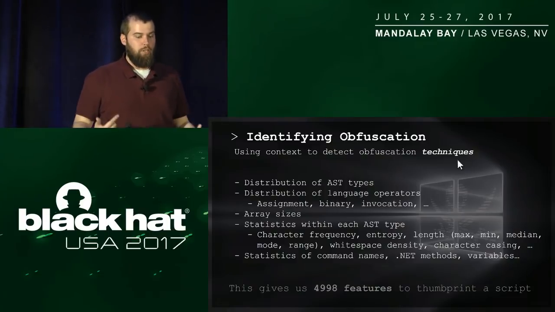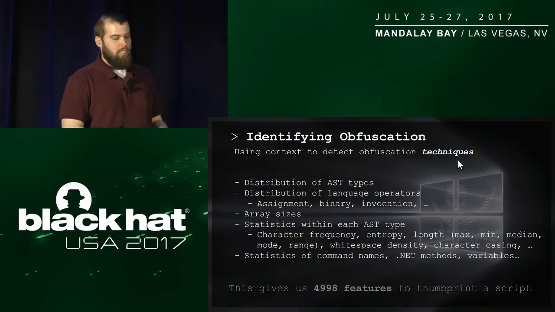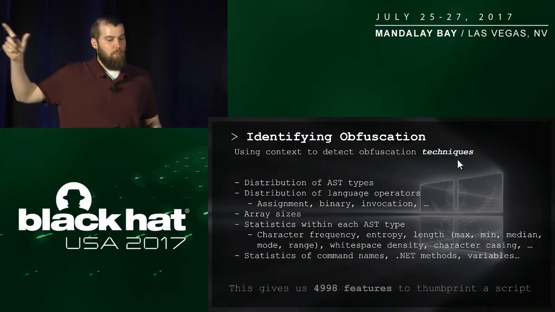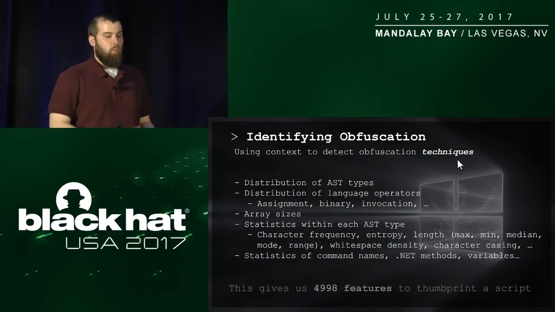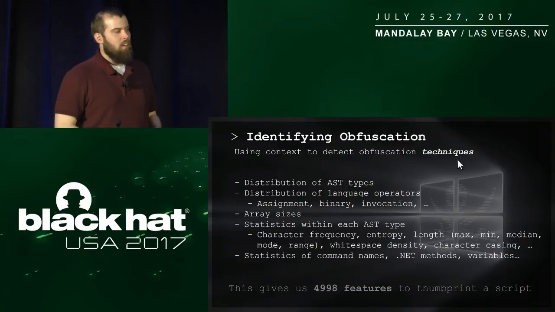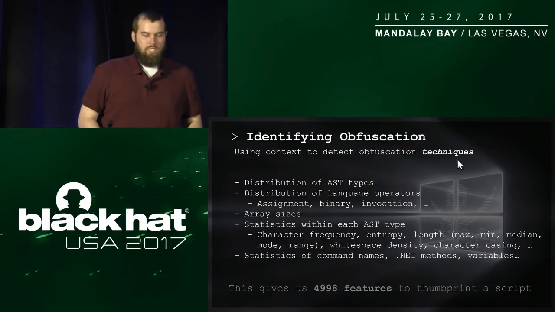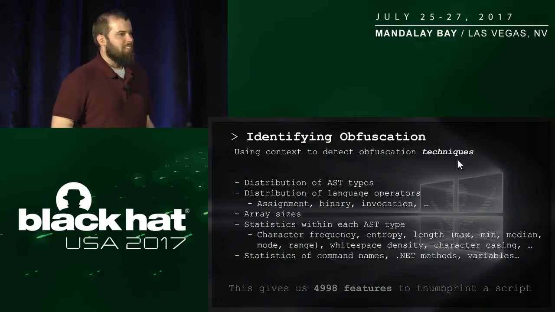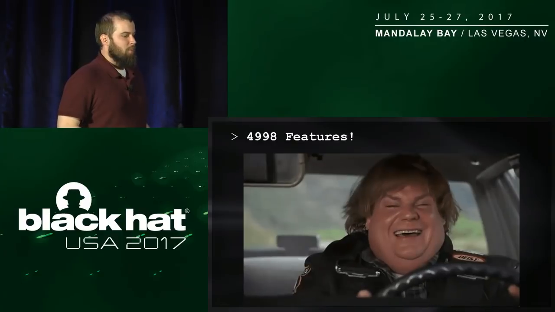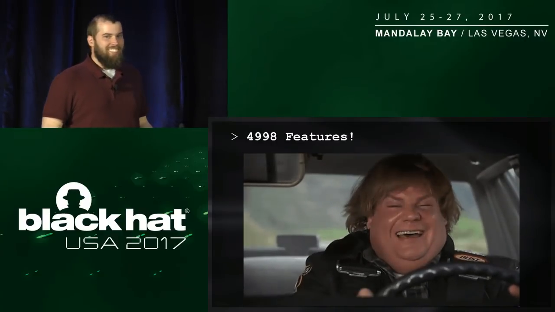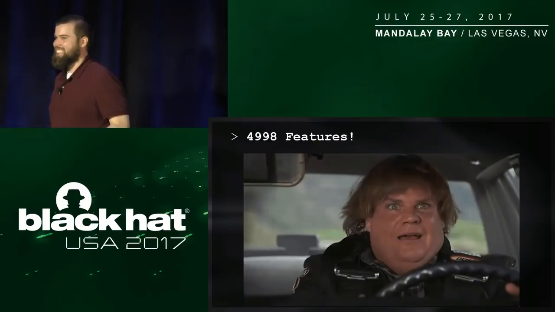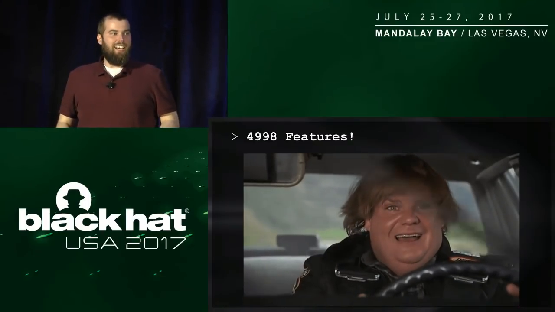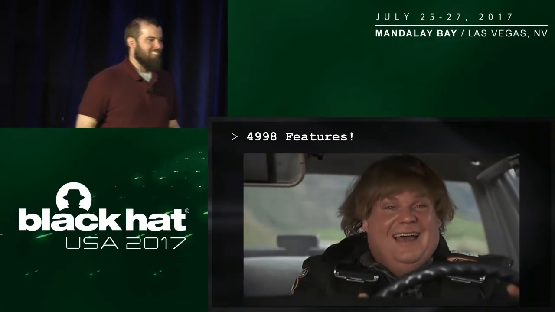And we didn't just do frequency, we did entropy, we did the length, max, min, median, mode, range, average. We did whitespace density, character casing, a lot of fun stuff. And we also did statistics on the command names, .NET methods, variables, etc. And what that resulted in was a lot of features. Actually, 4,998 features. That's crazy. And then we realized, oh my gosh, what do we do with all these features?